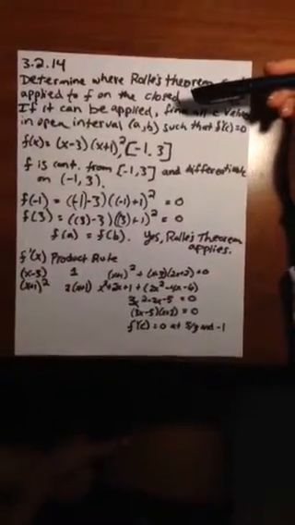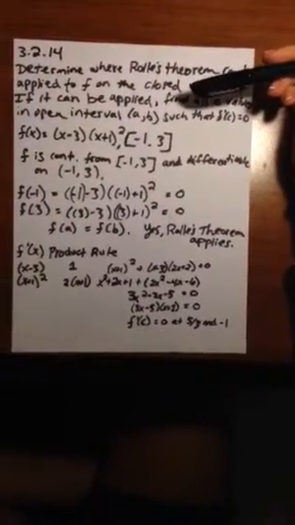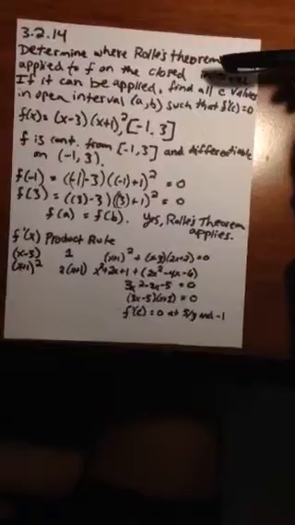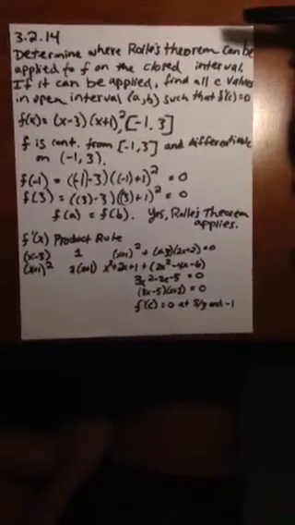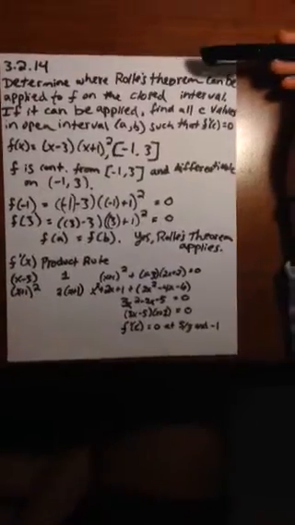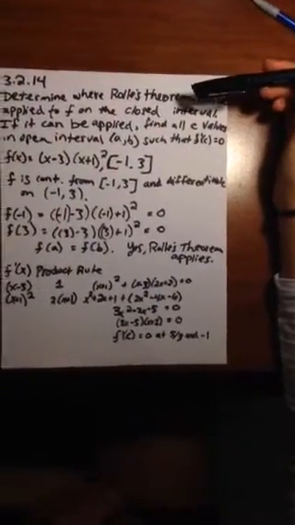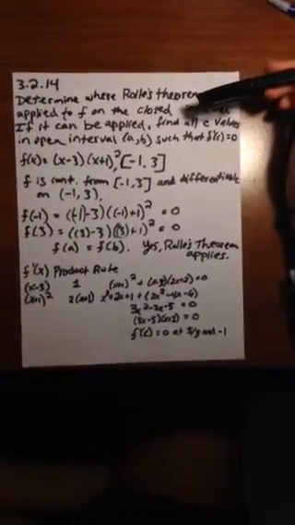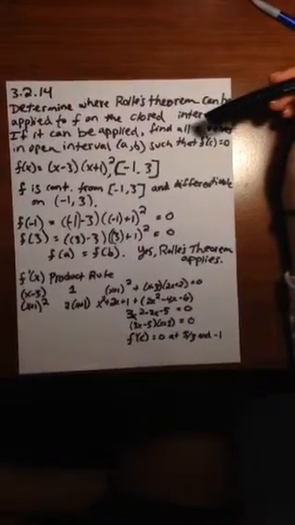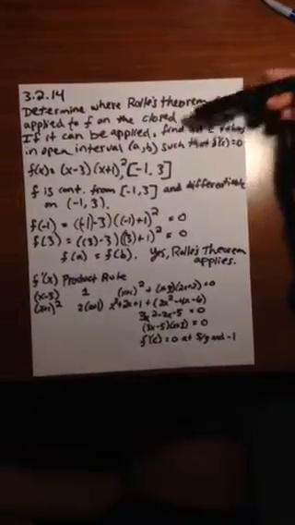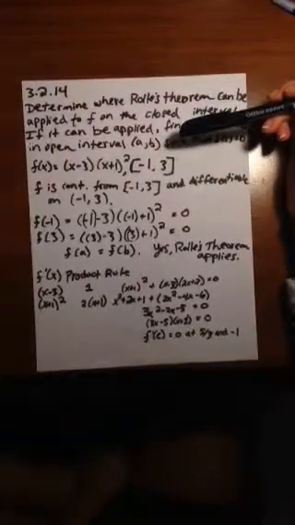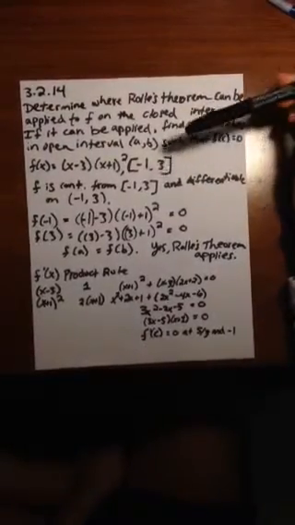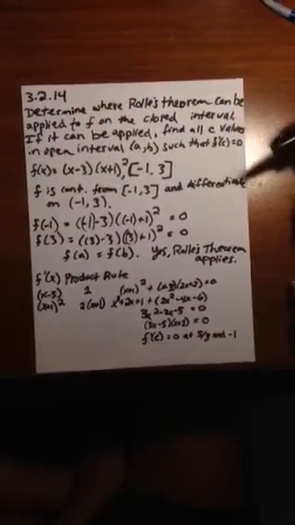The problem that I chose is from Chapter 3, Section 2, problem number 14. It asks you to determine where Rolle's theorem can be applied to f on the closed interval, and if it can be applied, find all c values in the open interval such that f prime of c equals 0. The function they gave you was f of x equals x minus 3 times x plus 1 squared, and the interval is negative 1, 3.